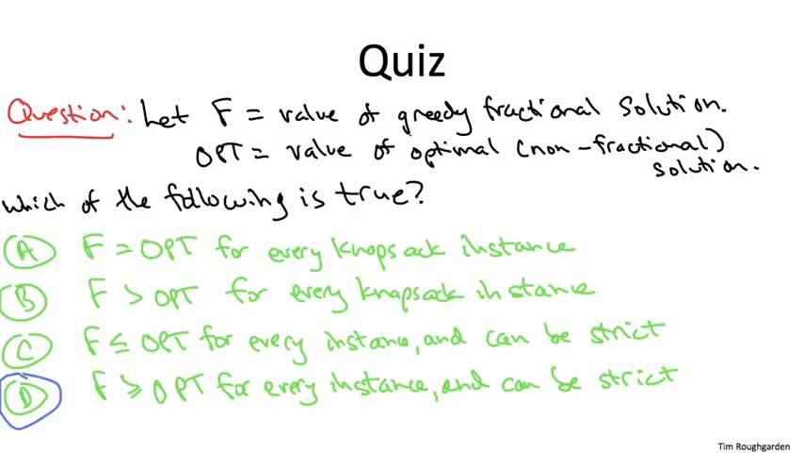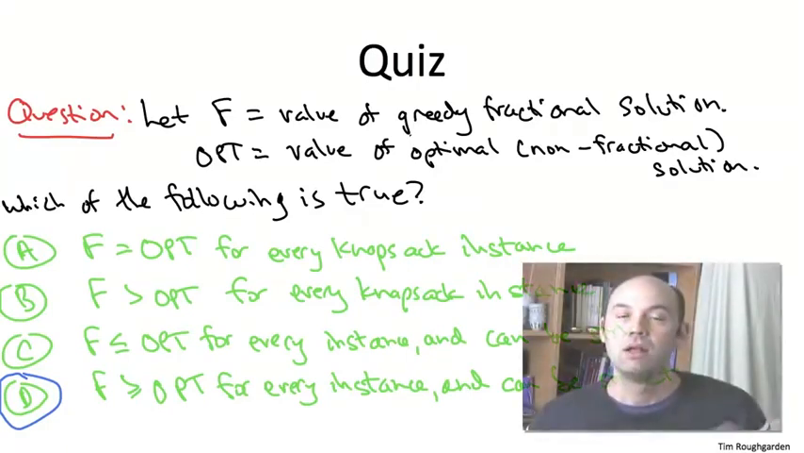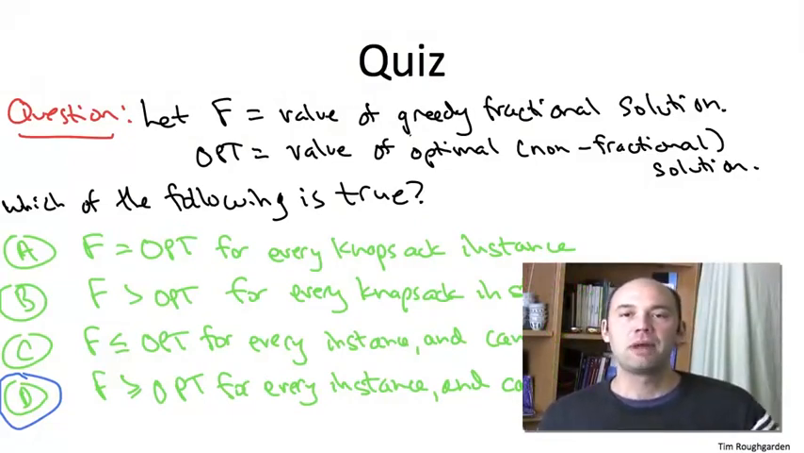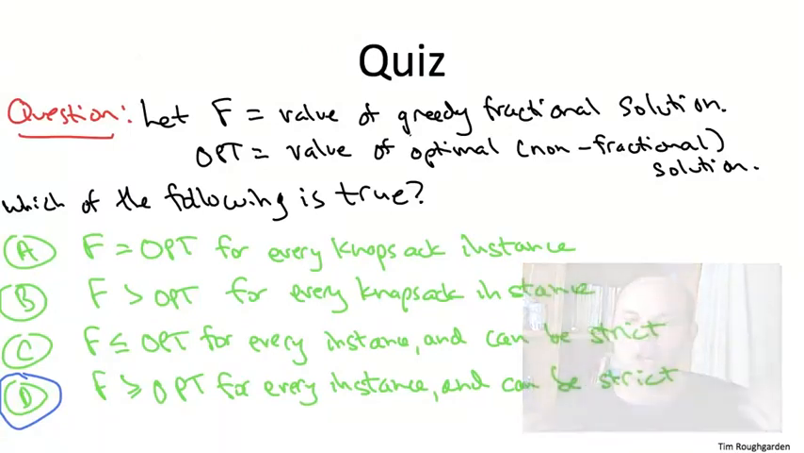The correct answer is D. The greedy fractional solution is always at least as good as the best non-fractional solution, and in fact it can be strictly better. Indeed, if you look at the last slide in that simple 2-item example, in that instance the greedy fractional solution is strictly better than every single feasible solution. Now, it's not going to be strictly better in every single instance, because there are going to be instances where the greedy fractional solution happens to use no fractions. It happens to just fill the knapsack fully using 100% of various items, and then there's no way that can be better than an optimal non-fractional solution.